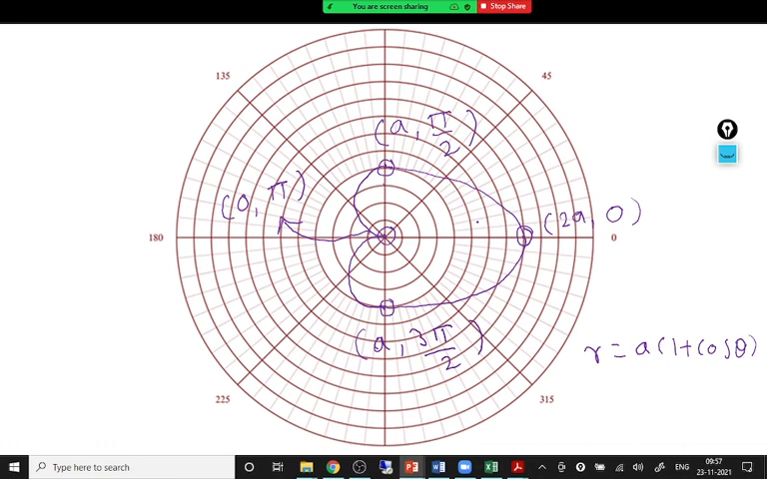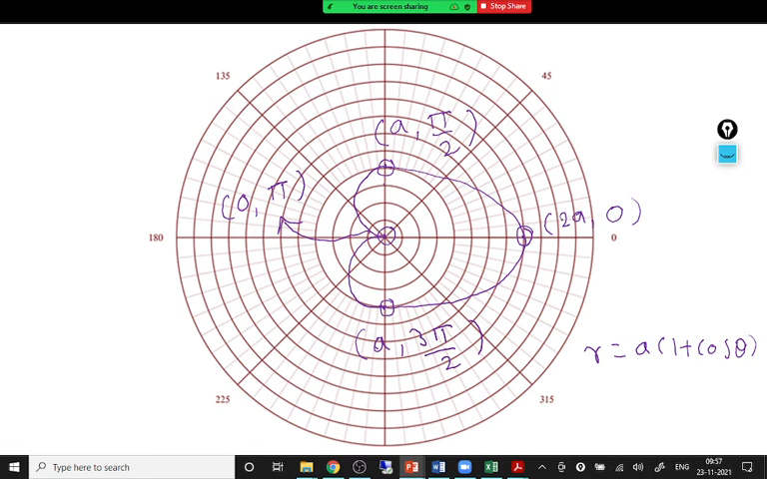Any doubt here? 2a is taken. Why is the point 2a taken here? Can you repeat that? 2a is the point for theta equal to 0. You can see that when theta is 0, r is 2a.